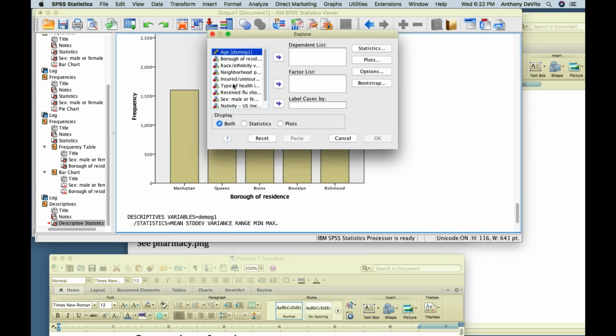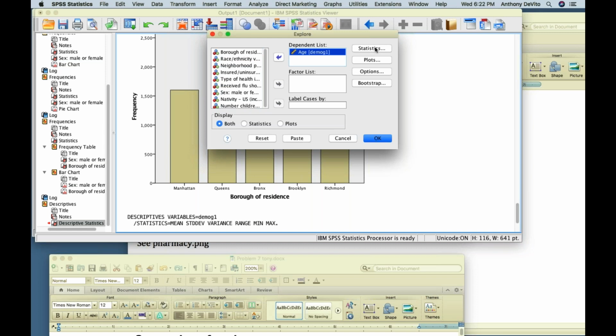Again, it comes up and shows me on the left-hand side all my possible variables I can work with. Then it's got more than one box. The top box is a dependent list. Dependent means the variable that you're really interested in, in other words, what you're looking to analyze. So I'm going to take age and move it into my dependent list.